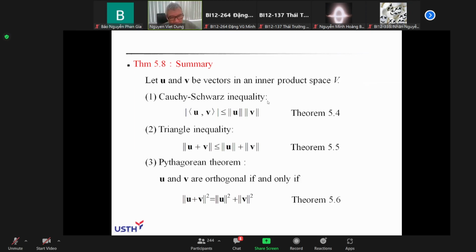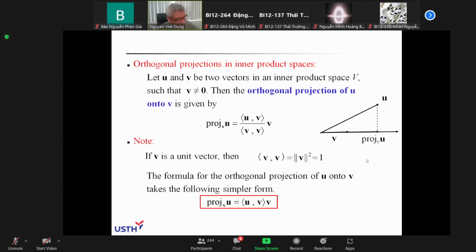The first one is an inequality, the Cauchy-Schwarz inequality. The second one is the triangle inequality, and there's the Pythagorean theorem concerning the orthogonal vectors U and V, with equality like that one. And after that, we begin with the notion of orthogonal projection.